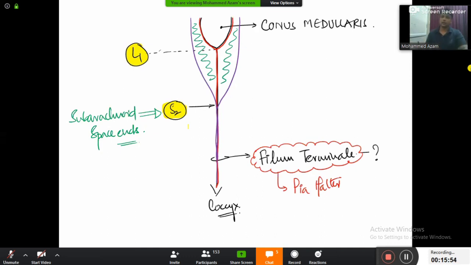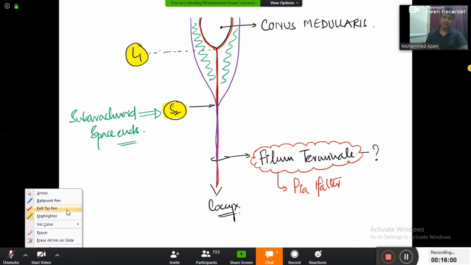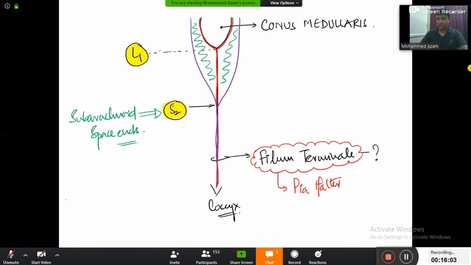Arachnoid and dura mater are also joining at the level of the same S2. And guys, why is this very much important? Now let us correlate our anatomy with anesthesia actually. This will be helpful for you in anesthesia. This is the place where you can do the lumbar puncture. And this lumbar puncture has been asked several times in your MCA exam.